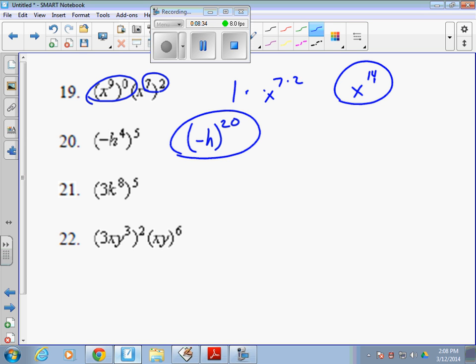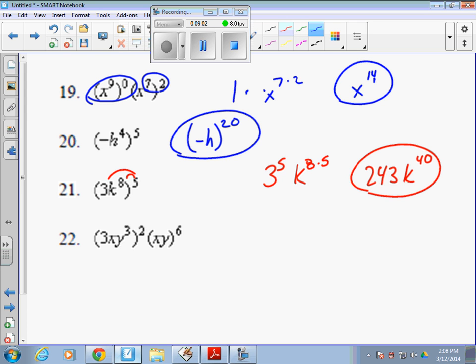3k to the 8th to the 5th. Both of them get the 5th power. So 3 gets the 5th power. And k to the 8th gets the 5th power, which means 8 times 5. So 3 to the 5th power, we know 3 times 3 is 9, times 3 is 27, times 3 is 81. When you multiply that times 3 again, you get 243. And then k to the 8th times 5 is k to the 40th power.